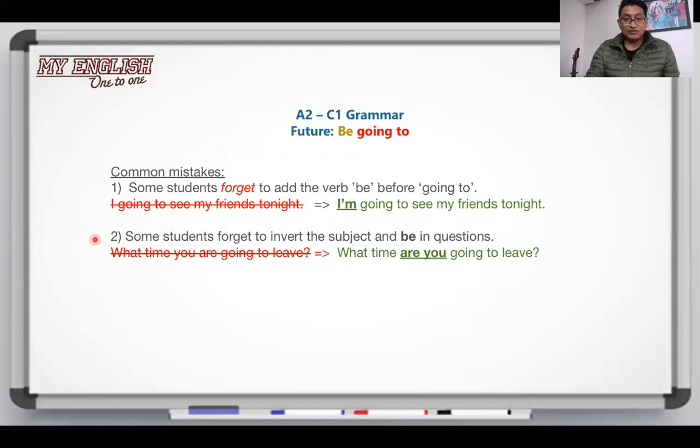Finally, point number two, some students forget to invert the subject and the verb to be in the questions, like this one, for example: what time you're going to leave? So many people ask questions only with the intonation of the voice without the proper grammar. So the mistake here is this one: you and the verb are. The correct form is this one: what time are you going to leave? All right. Good.